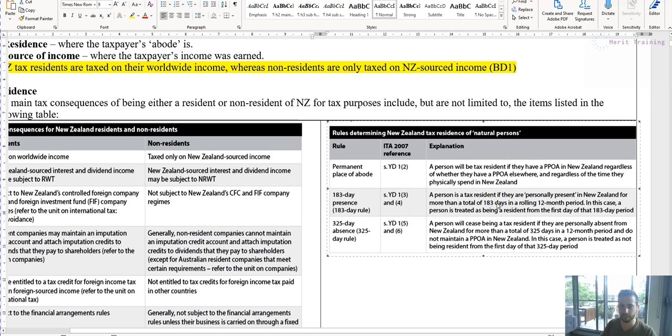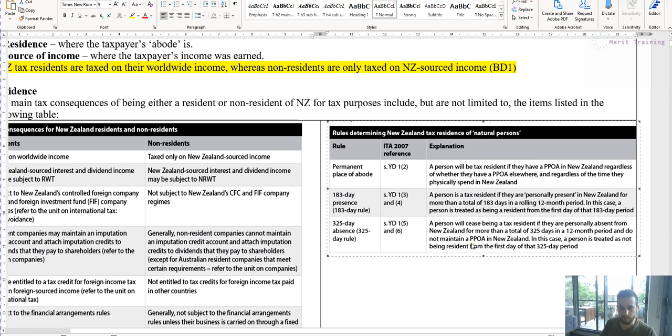Next rule is the 183-day presence rule. So basically, they're a tax resident if they are personally present, i.e. they're actually in New Zealand for more than a total of 183 days in any 12-month period. And when I say rolling 12-month period, they mean instead of a financial year, which might go to March year end, it's basically what's today, and then 12 months immediately prior to today. Okay, just to avoid confusion with an income tax year.